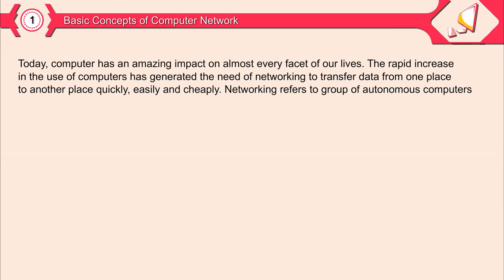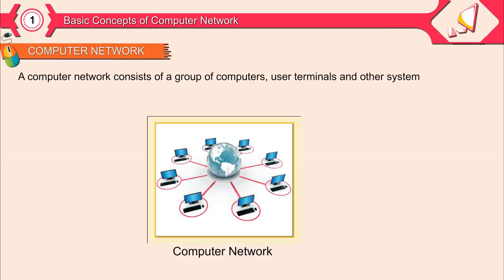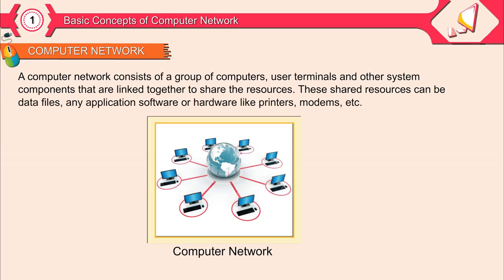Networking refers to a group of autonomous computers interconnected to each other for sharing of resources. The resources that they can share include data or information, software as well as hardware. Computer network. A computer network consists of a group of computers, user terminals, and other system components that are linked together to share the resources. These shared resources can be data files, any application software, or hardware like printers, modems, etc.